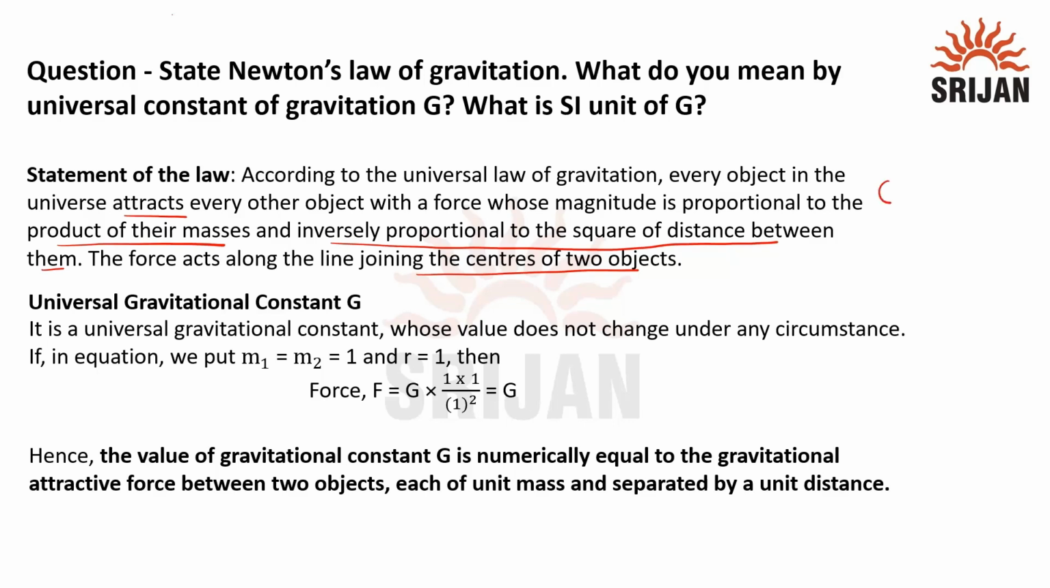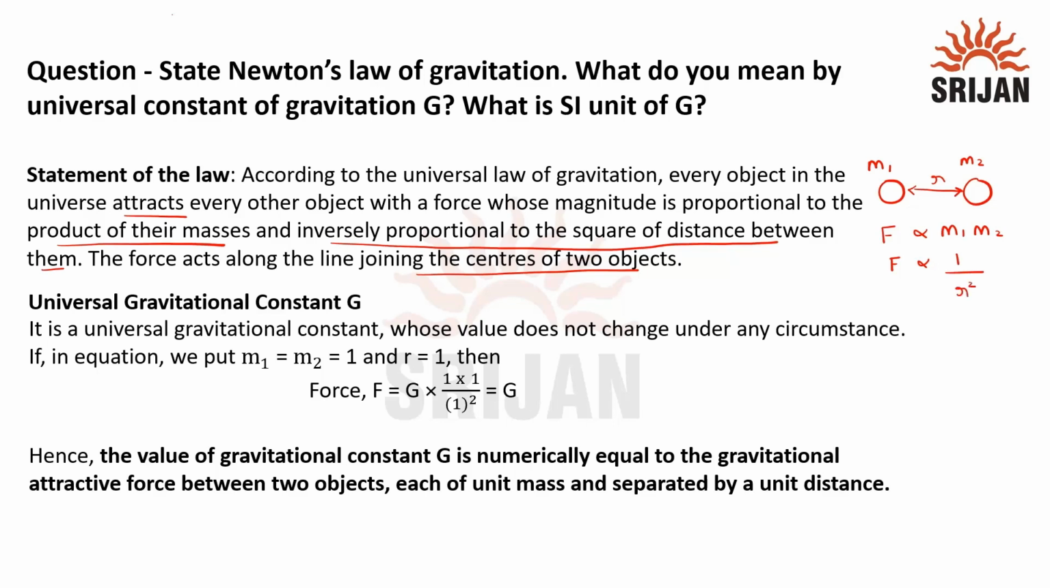So let us suppose we have two objects. The mass of the first object is m1, the mass of the second object is m2, and the distance between them is small r. So this law states that the gravitational force acting between them is directly proportional to the product of the masses and is inversely proportional to the square of the distance between them.